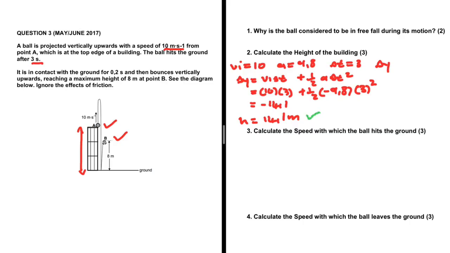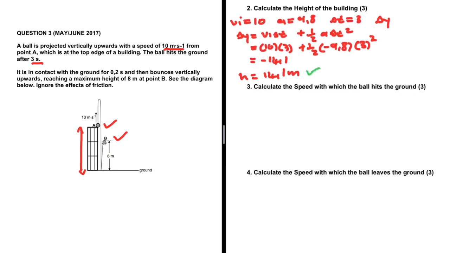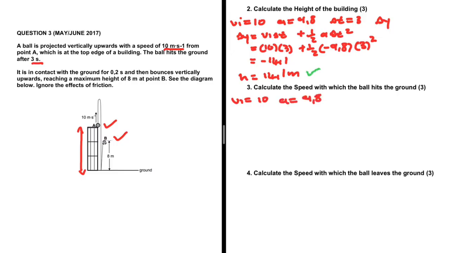Right, let's take a look at the question that follows. Calculate the speed with which the ball hits the ground. So let's take a look at the information we have. We have the initial velocity, which is still 10 meters per second. We have the acceleration, 9.8, if it's free falling. What else do we have? We have delta t. Delta t is equal to 3 seconds, and we want to find the velocity at which it hits the ground, which we can take as vf.